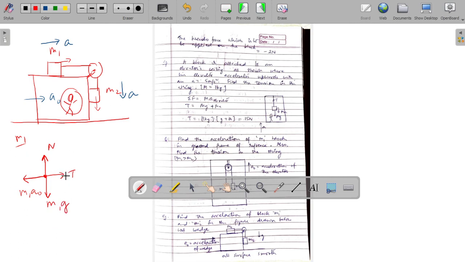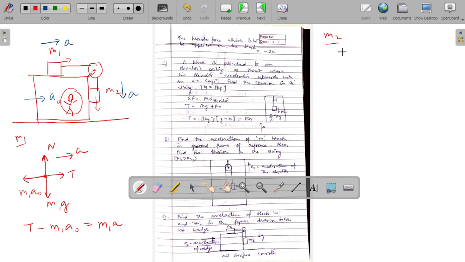Now in this frame of reference, we have already decided that m1 is moving to the right with an acceleration a. So that is what we will be choosing as the acceleration in this frame of reference, and we would say that tension minus m1 a naught, that is the rightward force minus leftward force, should be equal to mass times acceleration in this frame of reference. So we get one equation.